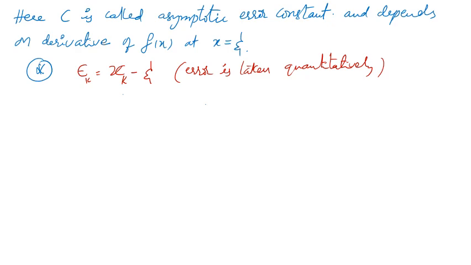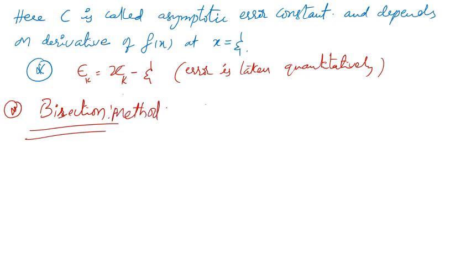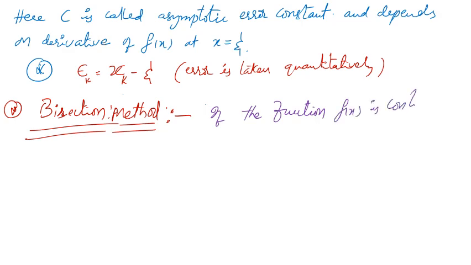And let us see the first one, bisection method. What is the rate of convergence of bisection method? I already told you, bisection method. What is the condition of convergence? If the function f of x is continuous, that is enough. There is no need of any derivation. If the function f of x is continuous, then bisection method converges linearly.